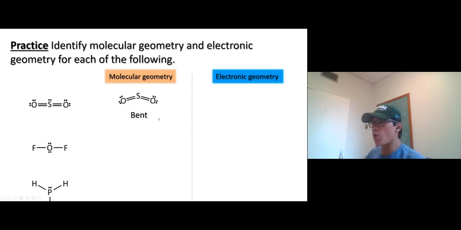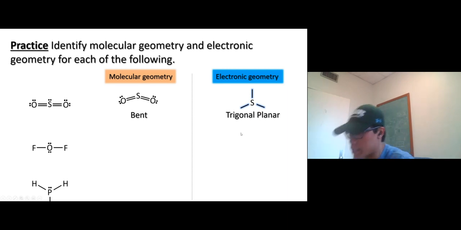All right. The electronic geometry: there are 3 electron groups around sulfur. So that's a trigonal planar. So we have one point up, one to the left, one to the right. The best structure of 3 groups is trigonal planar. That's the electronic geometry. All right, now molecular geometry of OF2.